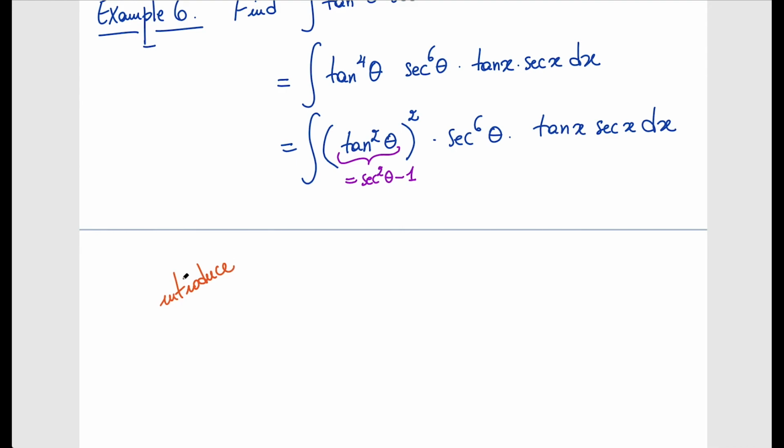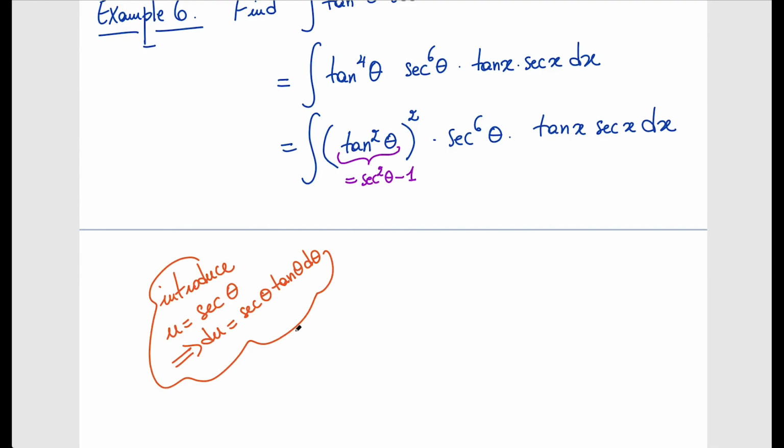And as such, if you introduce the letter u to be secant of theta, that forces du to be secant theta tangent theta d theta, correct? So this is the du, as previously said. This becomes u to power 6, and this becomes the square of u squared minus 1, correct? So let's do that.